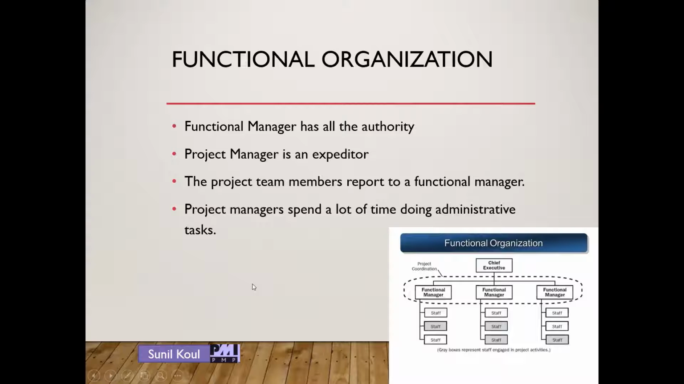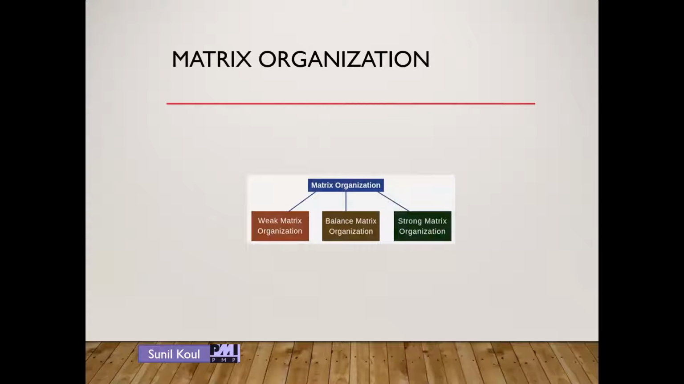Then coming to the second type of organization, that is matrix organization. In matrix organization, you will find 3 types: weak matrix organization, balanced matrix organization, and the strong matrix organization. So let us discuss one by one all these types. So I'm going to the next slide now.